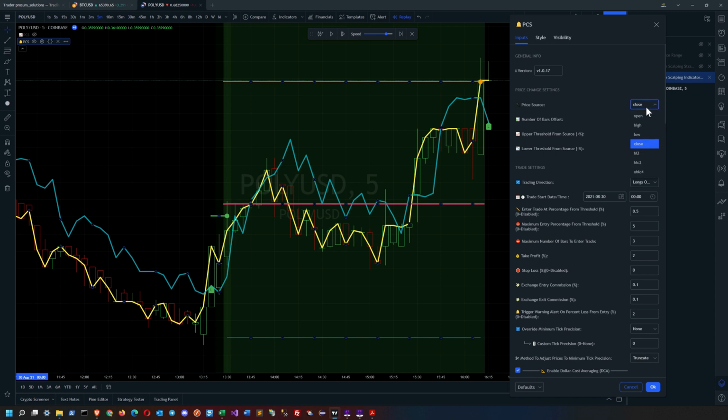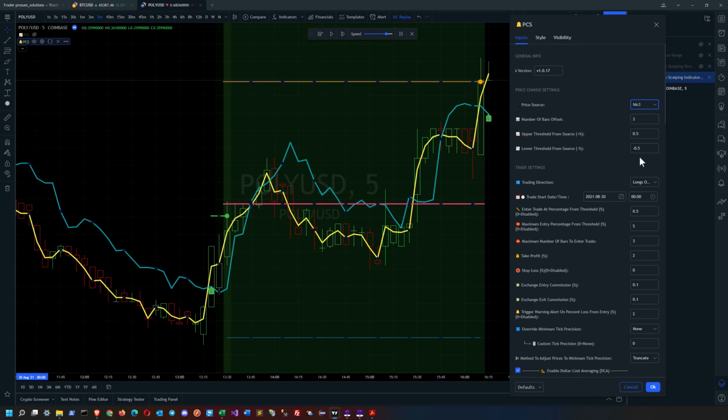You've got the price source input, and there's various different kinds. Essentially, you've got open, high, low, HL2, HLC3, and OHLC4. So you can pick any one of these. And so if I change to HLC3, obviously you'll see the change there occur on the chart.